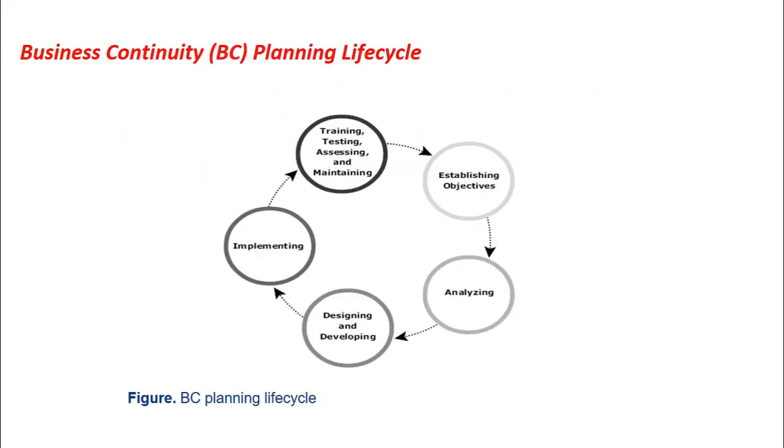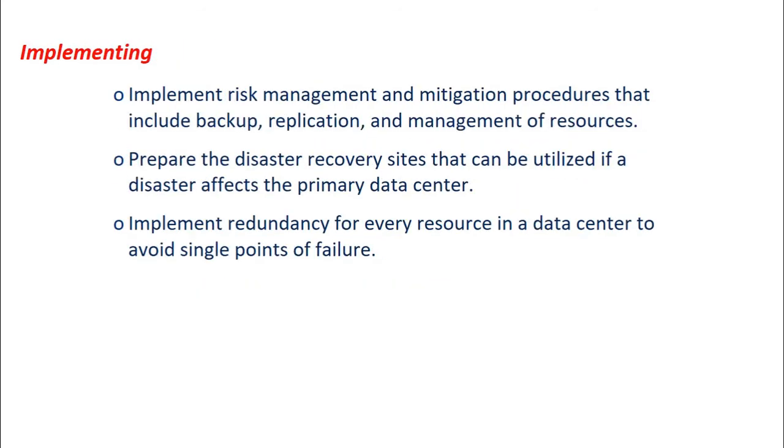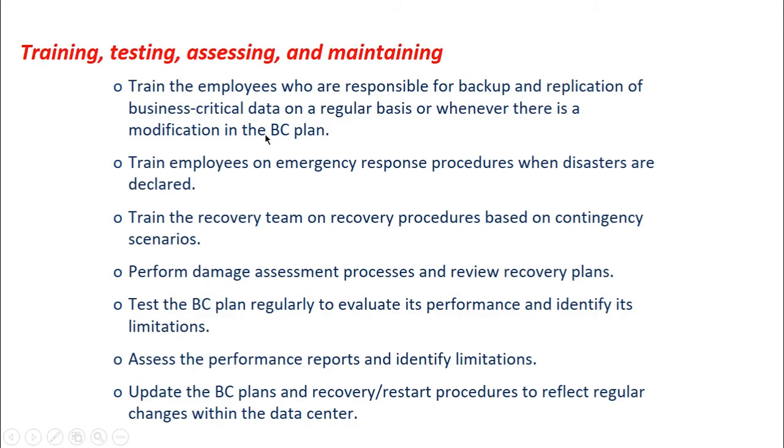And the last part of the business continuity planning life cycle is training, testing, assessing and maintaining. It involves training the employees who are responsible for backup and replication of business critical data on a regular basis or whenever there is a modification in the business plan. It also involves training the employees on emergency response procedures when disasters are declared.